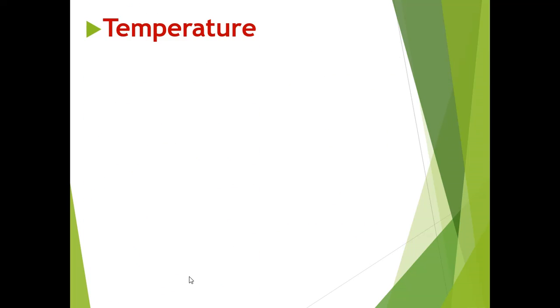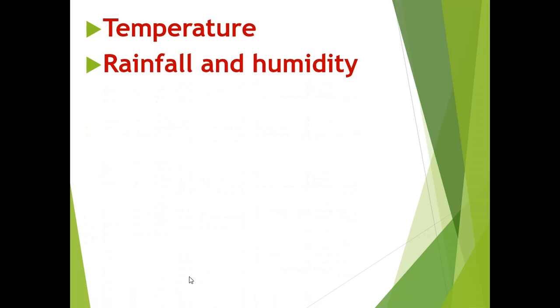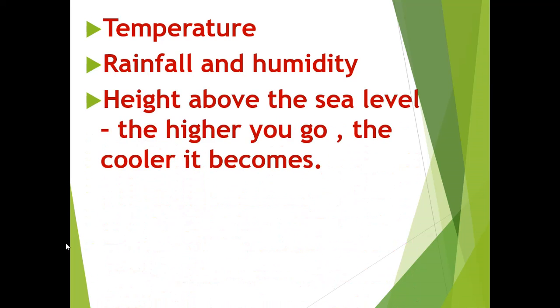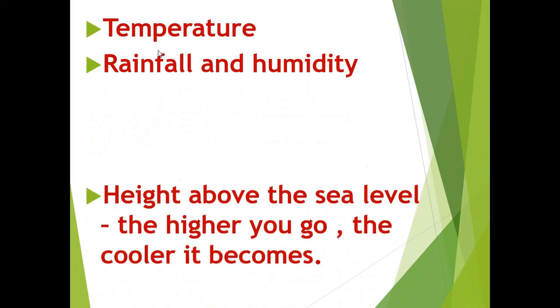Now the next factor is temperature, which is one of the main factors that determine the climate of a place. Then rainfall and humidity, then height above sea level. If the place is higher above sea level, then we can feel a cold climate. But if the height is below sea level, it will be too hot. So these are some of the factors which determine the climate of a place.